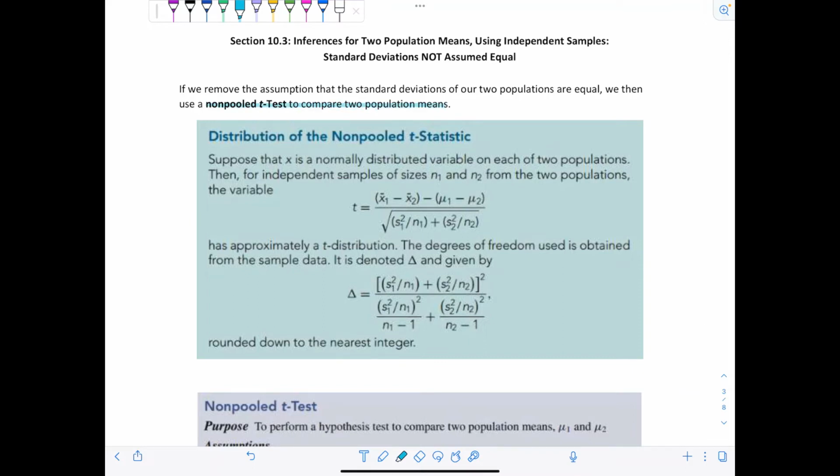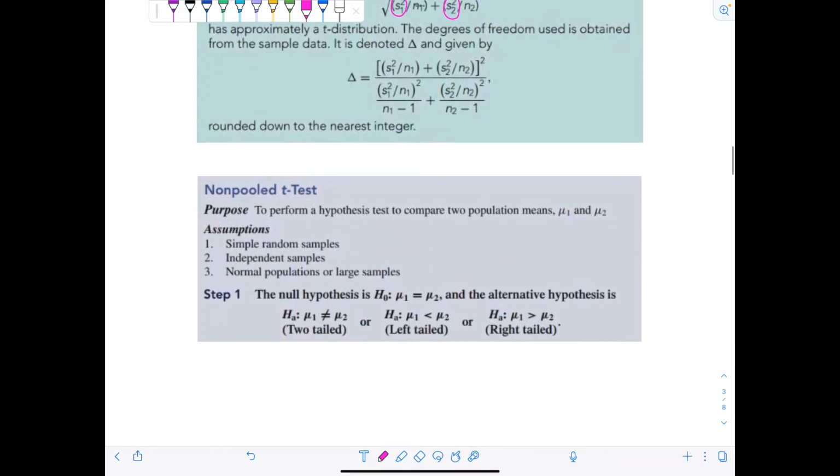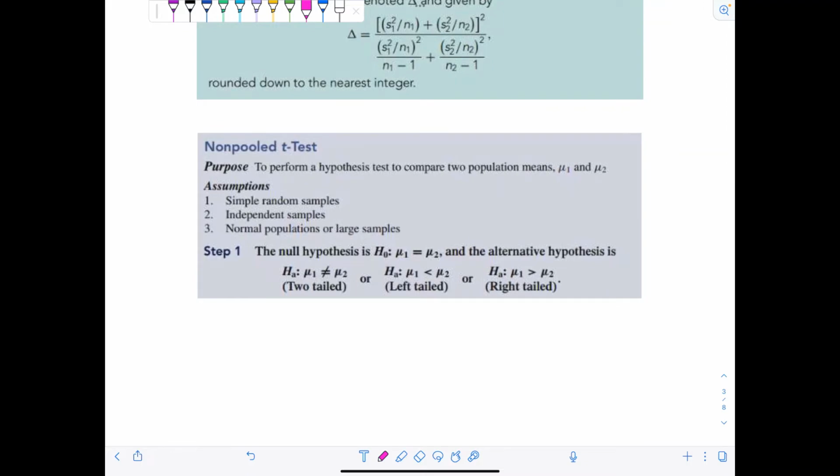So notice here, the only difference when you're computing the test statistic is right here. We don't have that SP, that pooled sample standard deviation. We have sample standard deviation 1 and sample standard deviation 2, okay? Again, don't worry about computing the test statistic by hand, but here's basically the assumptions. We have to have simple random samples, okay, no surprise there, independent samples, and then lastly, normal populations or large samples. So we just removed assumption 4 that the population standard deviations are assumed equal.